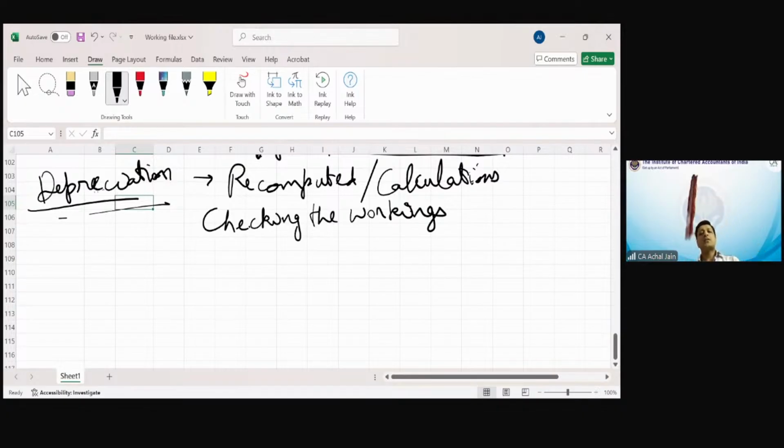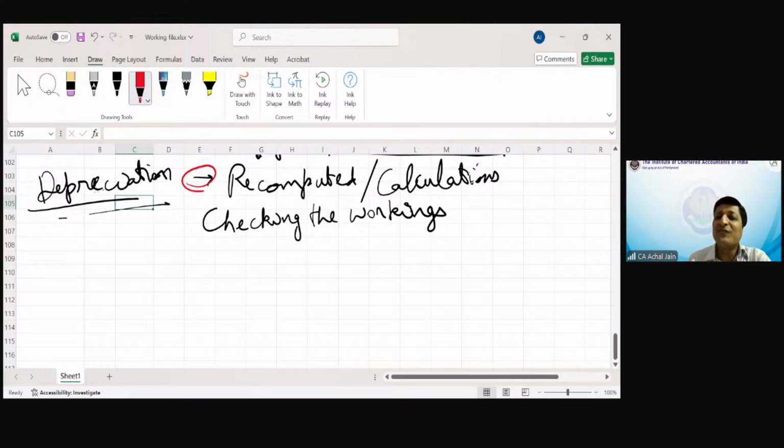Checking the workings, because through those workings, you will get to know whether the depreciation has been computed in an appropriate manner or not, means whether the calculation is correct or not. So it's more about which assertion? Can you tell me? Which assertion is getting tested here? Over to you quickly. Very good. So it's the valuation, or you can say the accuracy, correct?